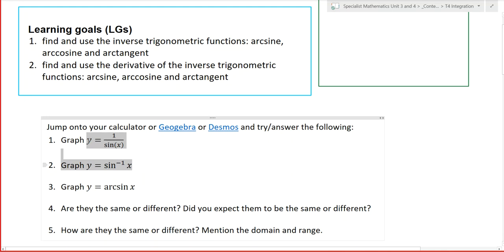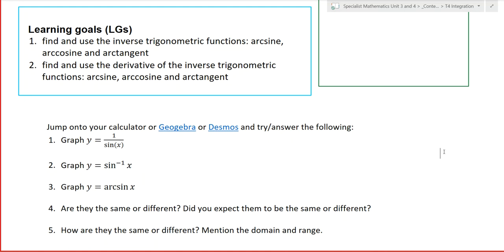So lots of people expect that these two are the same. Lots of people think sine to the -1 is the same as 1 over sine x. But they're not. So that's what we're looking at today. Another way to write sine to the -1 is arc sine.